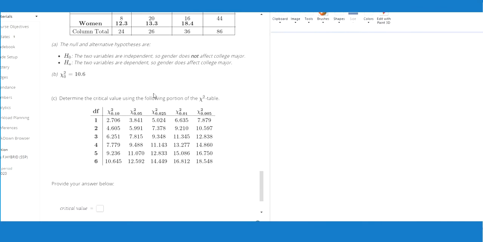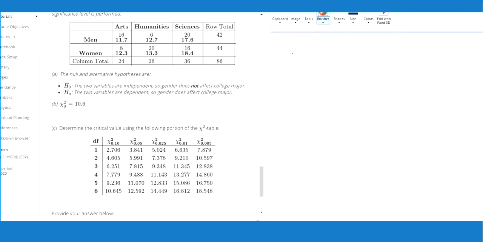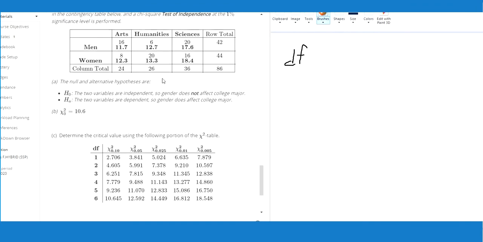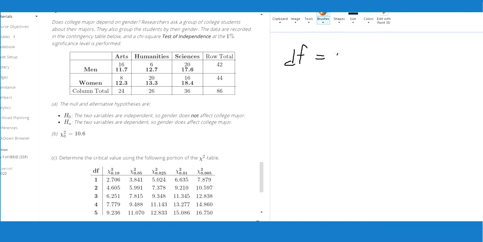Okay, to determine the critical value, the degrees of freedom when you're conducting a chi-square test of independence is the number of rows minus 1, excluding the totals. Okay, don't count the column totals. Sorry, don't count the row totals. The number of rows minus 1, excluding the totals, times the number of columns minus 1, again, excluding the totals.